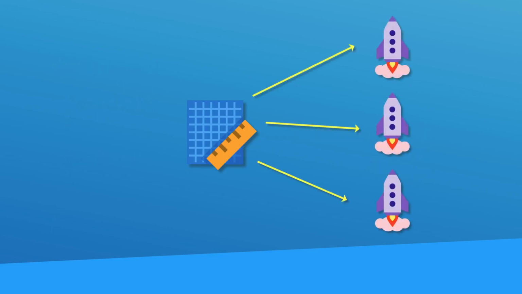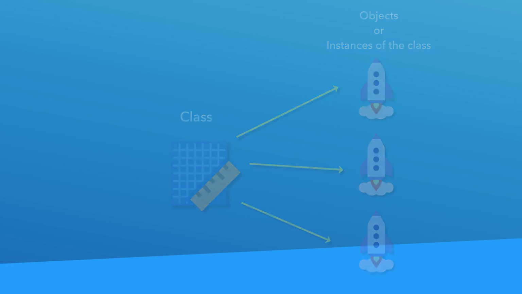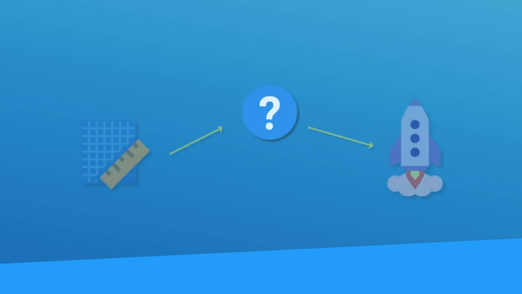Furthermore, once you have a blueprint, you can make multiple spaceships. Each of them will have its own fuel level and ability to thrust or cruise. The blueprint is called a class, and the objects that are created are called objects or instances of the spaceship class. All right, so who is the person that will take that class and turn it into an object?